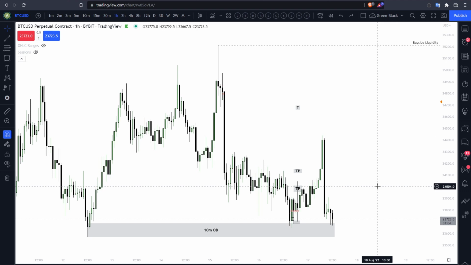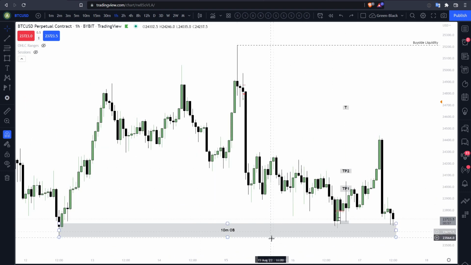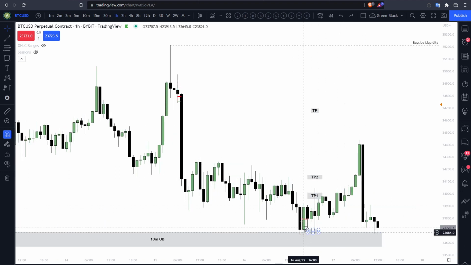So let's review the first trade of this session. The entry was taken from this 10-minute order block after I saw that the price came down, bounced, and returned to close the gap. Then take profit 1 was taken. Later during the night take profit 2 was taken, but take profit 3 was missed. The price returned and I got stopped out on the rest of my position.